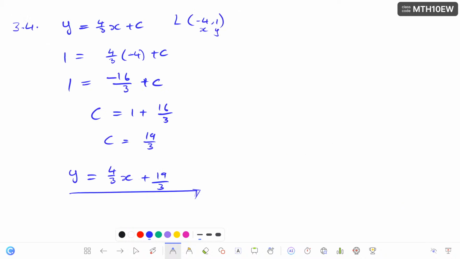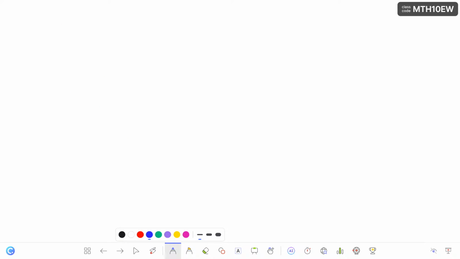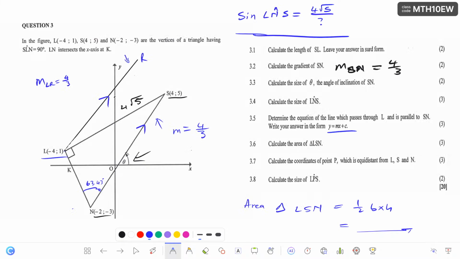So first, we need to calculate what? The length. We already have length LS, which is 4/5. Let's check again. We already calculated that one. So now we need to calculate this one using the coordinates L and N.